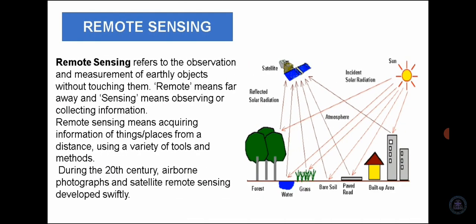Remote sensing. Remote sensing refers to the observation and measurement of earthly objects without touching them. Remote means far away and sensing means observing or collecting information. During the 20th century, airborne photography and satellite remote sensing developed swiftly.